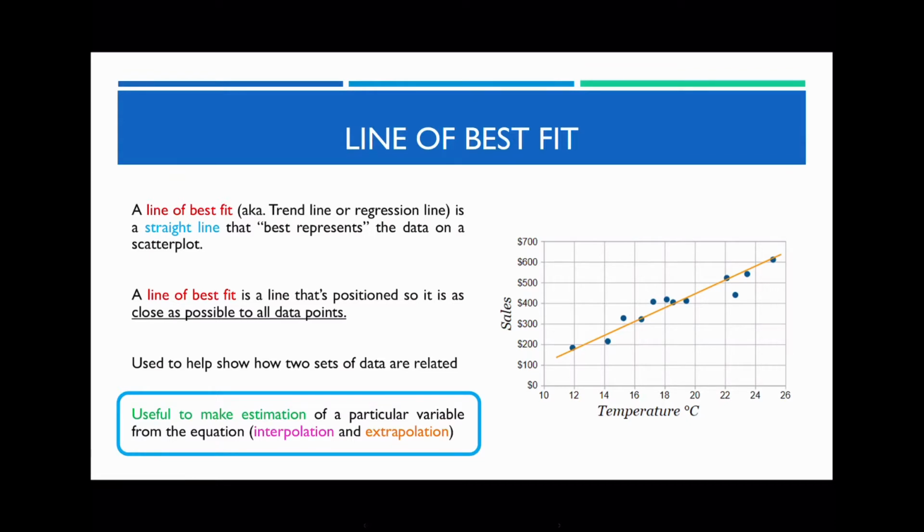We said that the line of best fit is essentially a line found on a scatter plot that helps us better represent the data. In doing so, this allows us to see how the two variables are correlated between those two sets of data. This is pretty much the important point for this particular topic. We use the line of best fit because it allows us to make estimations for a particular variable from the equation, and there are two techniques or processes that we could use.